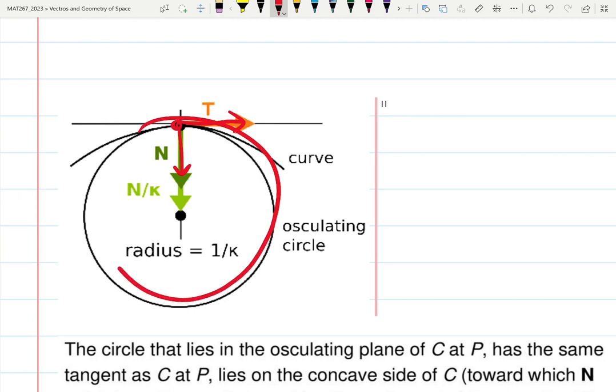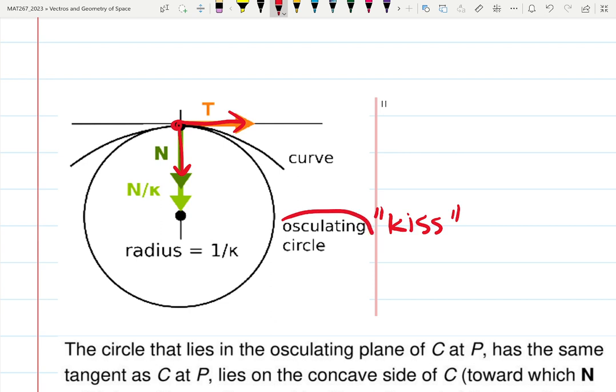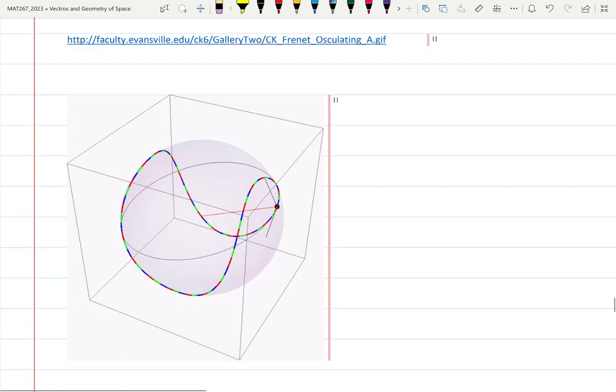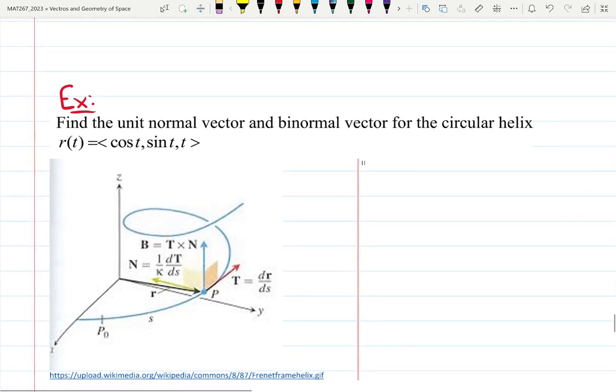This is called the osculating circle. Osculating means kissing circle. So it gives a kiss to a curve. It's touching it. Osculating circle. That circle describes how curved something is. The big radius means it's pretty smooth. The small radius means it's oscillating a lot. Finally, let's do the example.